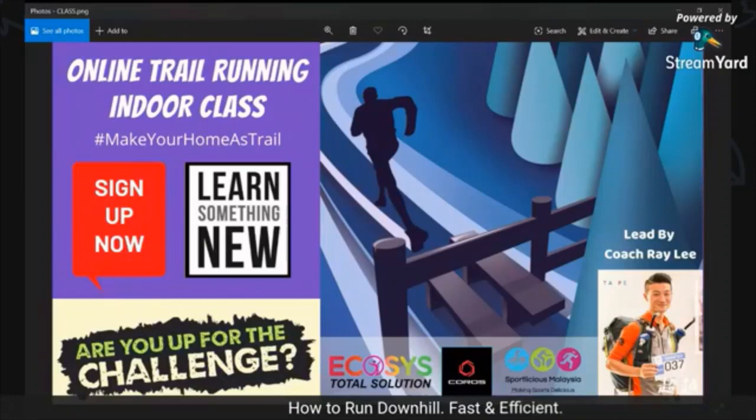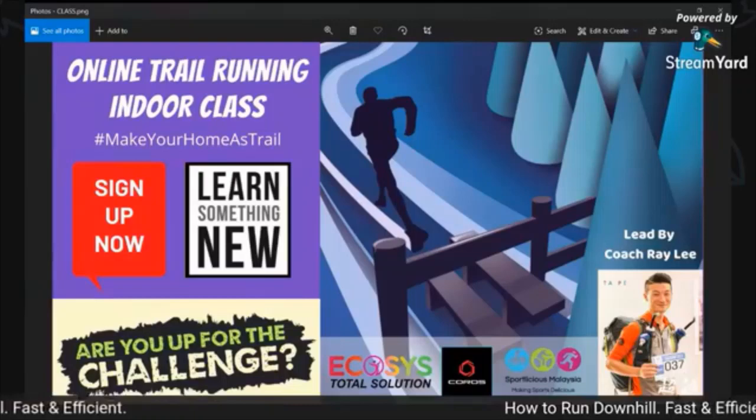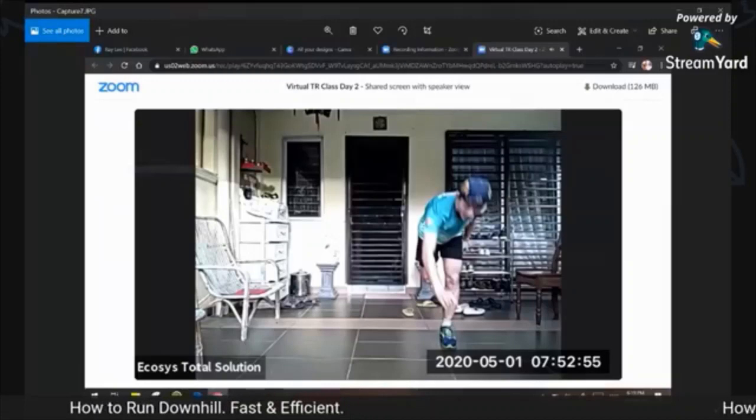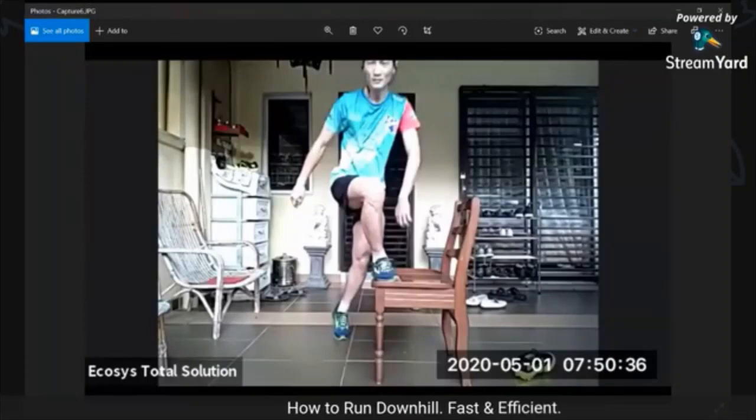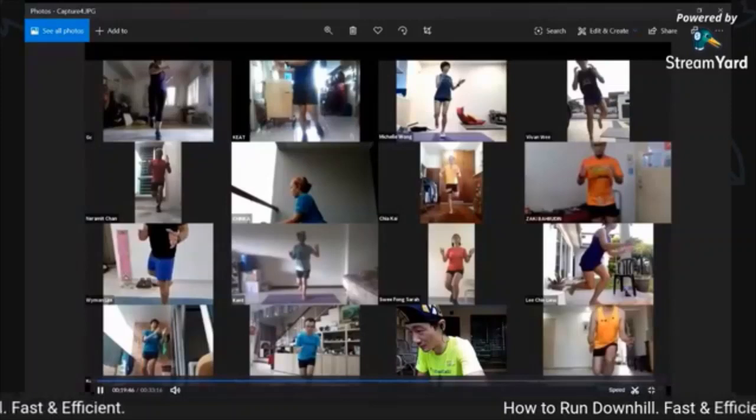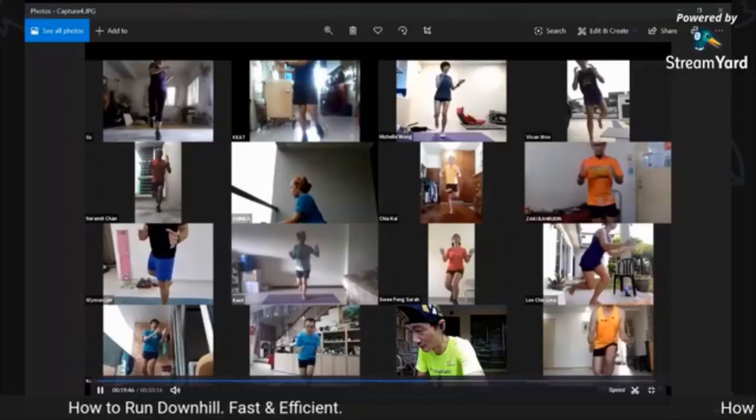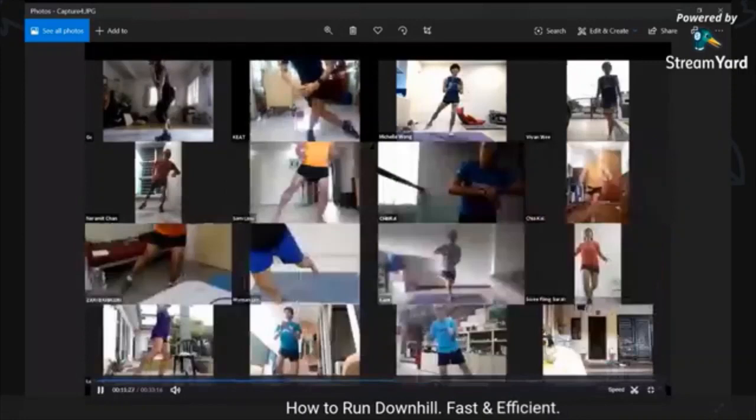What we do indoors: I will demonstrate to everyone each of those exercises that you have never seen before, how to use trail running training indoors. I will show the exercise and look at everyone. I will pick and point out where your weakness is, ask you to redo it, and show where to improve.